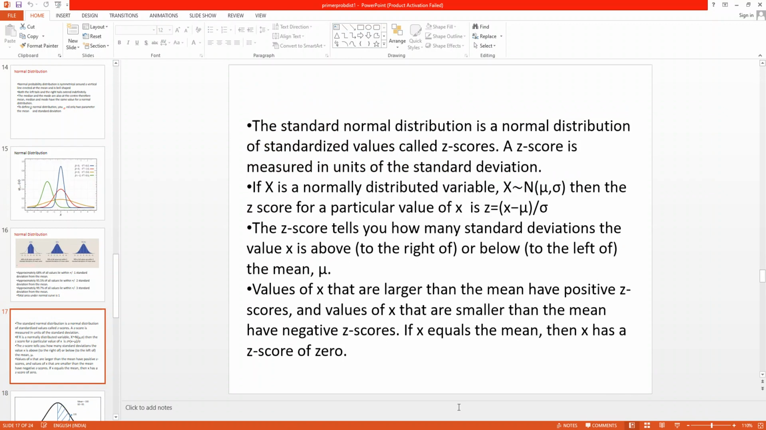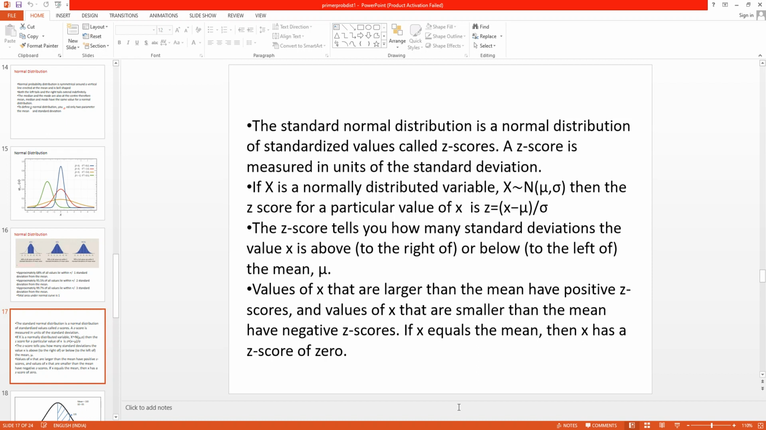Now, how do you calculate the values within a normal distribution? One of the important concepts you need to understand is what we call a z-score. So, if x is a variable which is normally distributed, x can be denoted as N(mu, sigma), where mu is the mean and sigma is the standard deviation, and the z-score is calculated as (x minus mu) over sigma.